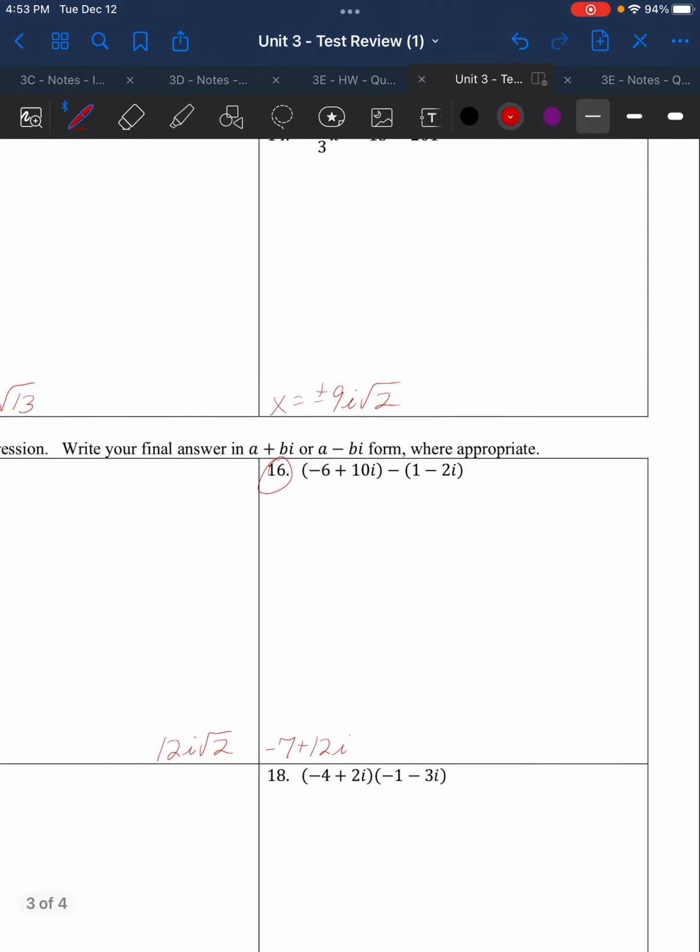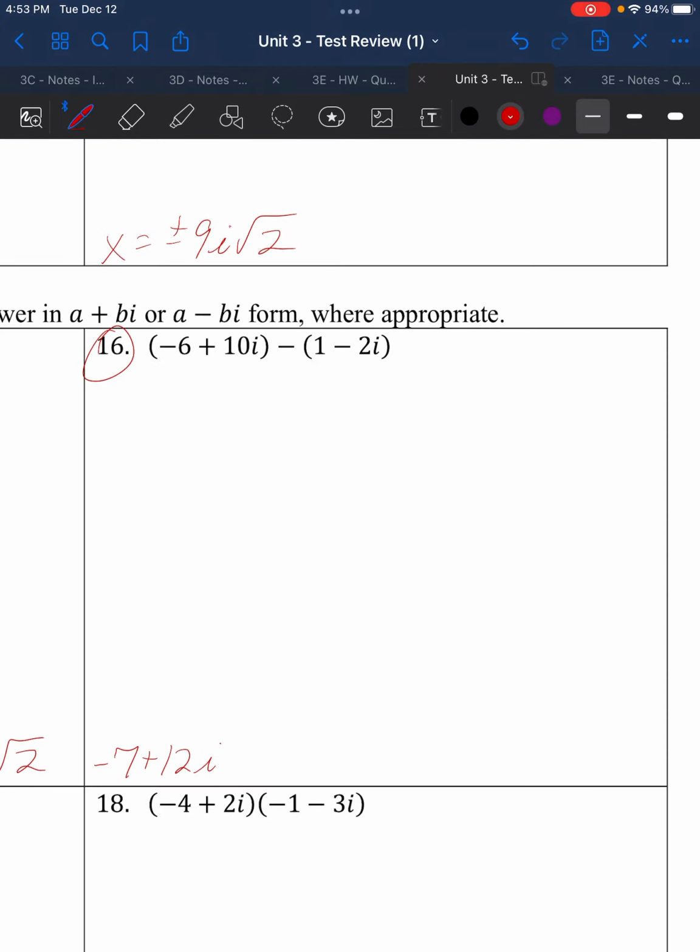Number 15 is 12i square root of 2, so you're just breaking out the biggest perfect square, the 144. Number 16, haven't done a problem like this for a bit. So we were subtracting complex numbers.